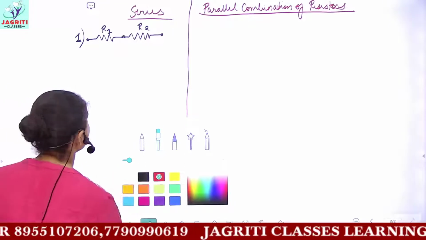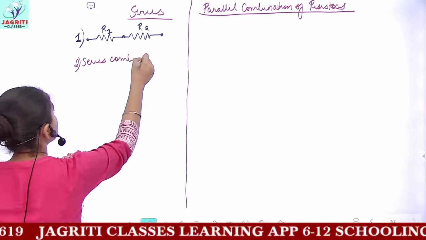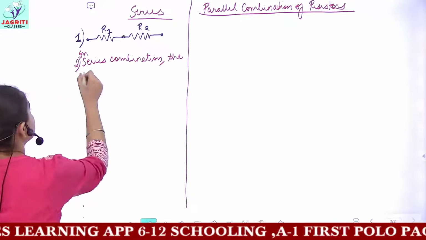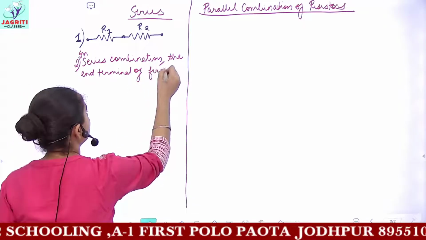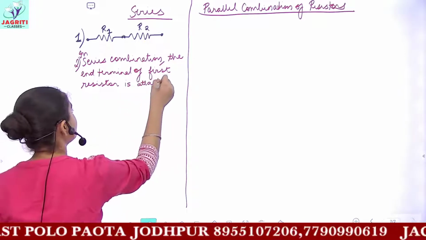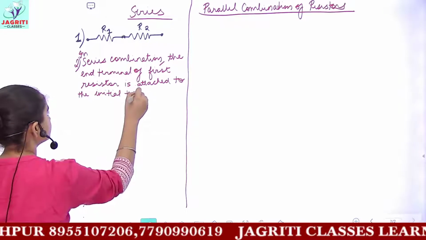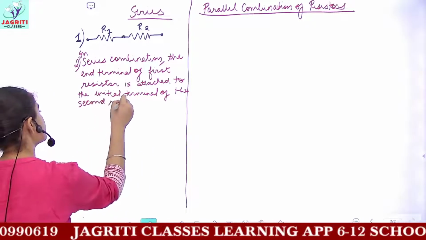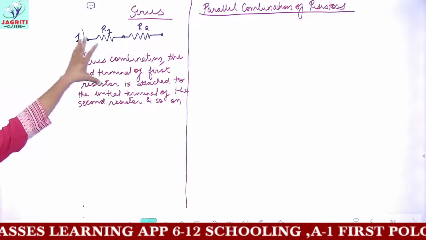And how are we going to write it down? In series combination, the end terminal or the ending point of the first resistor is attached to the initial terminal or the starting point of the second resistor, and so on.